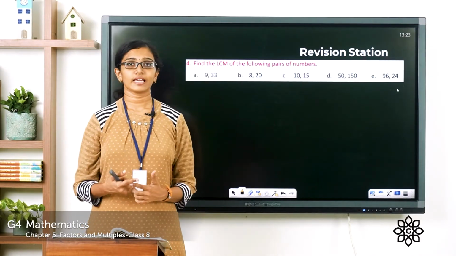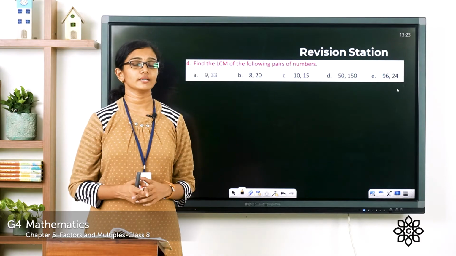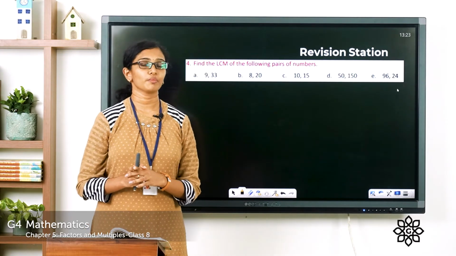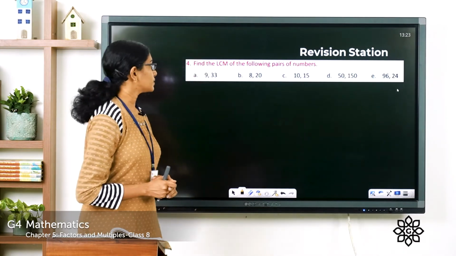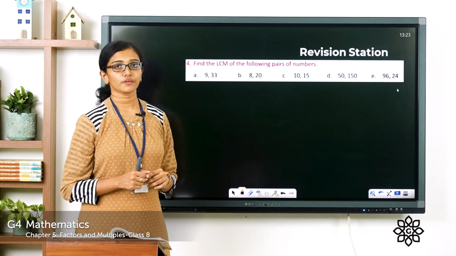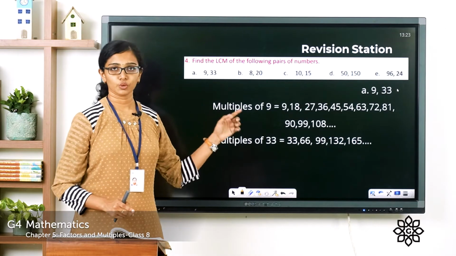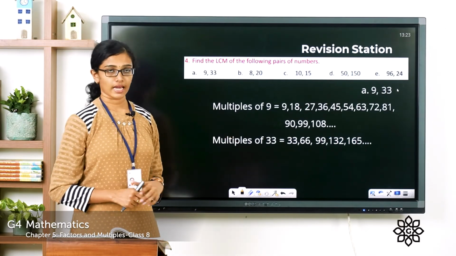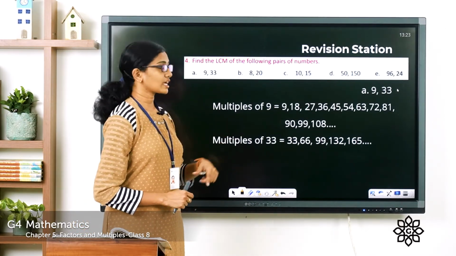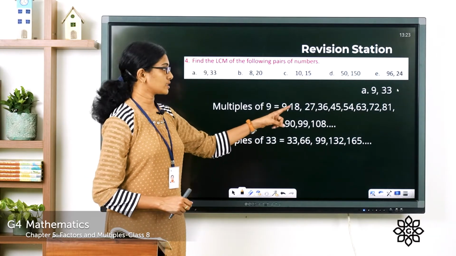So how do we find the LCM? What is LCM? LCM is the least or the lowest common multiple of the given numbers. So let's first see the multiples of 9 and 33. Which are the multiples of 9 and 33? Let's see a few multiples. Multiples of 9: 9 ones are 9, 9 twos are 18, 9 threes are 27.